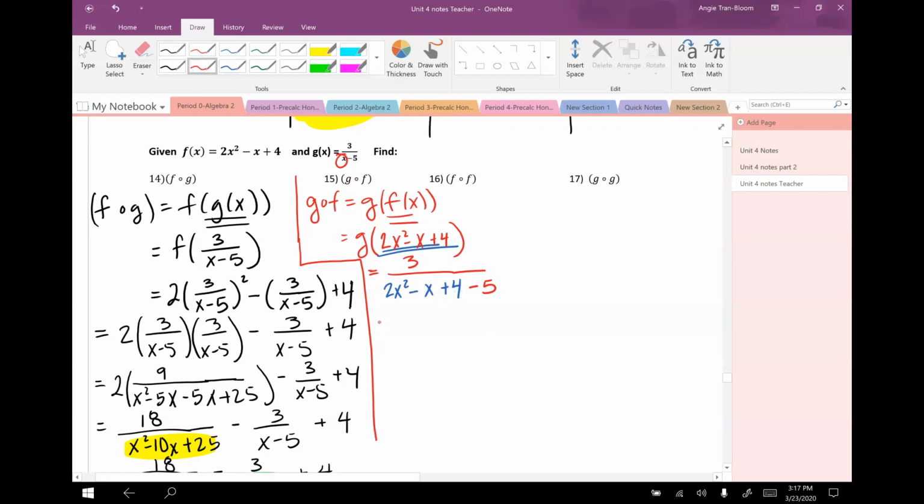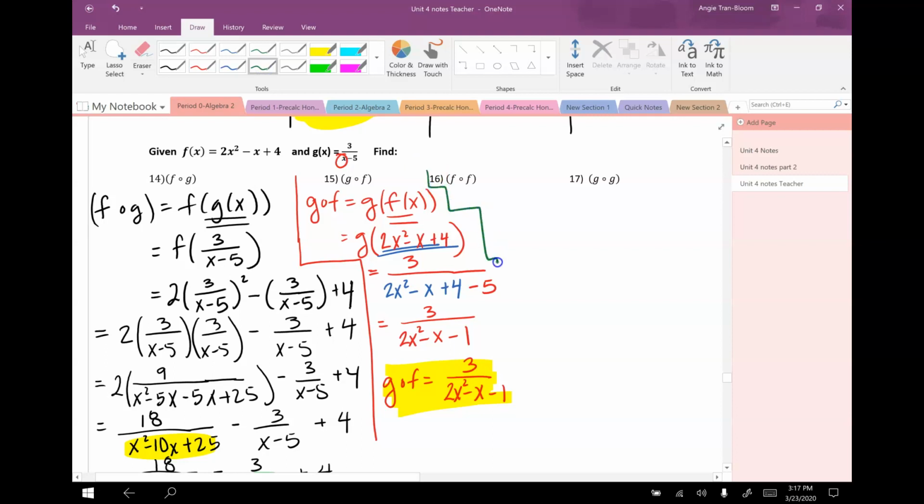Then from here, what you want to do is combine like terms. That will give us 2x squared minus x minus 1. Then we want to see if we can factor and reduce. Even if I can factor, I can't reduce. So that is as far as we can go with the composition of g of f. So 3 divided by 2x squared minus x minus 1. Box it up or highlight your answer. Since I have a highlighter, that's what I will do.